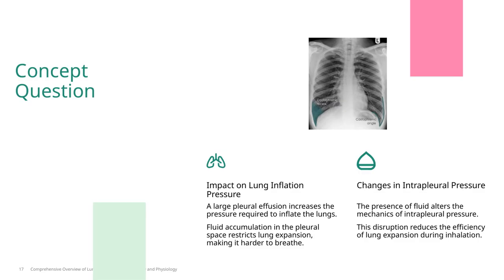Now, let's look at how changes in intrapleural pressure can affect breathing. When there's fluid in the pleural space, it alters the mechanics of intrapleural pressure itself. This means that the normal pressure gradient needed for lung expansion during inhalation gets disrupted. As a result, the lungs don't expand as efficiently as they normally would. This change has a direct impact on the pressure required to inflate the lungs. Specifically, when there's a large pleural effusion, it takes more force, or more pressure, to expand the lungs. The accumulated fluid actually restricts lung expansion, making it harder to breathe comfortably.